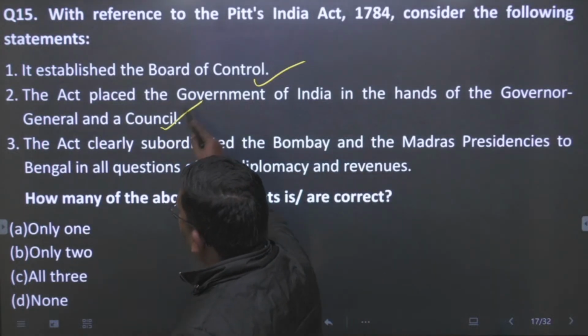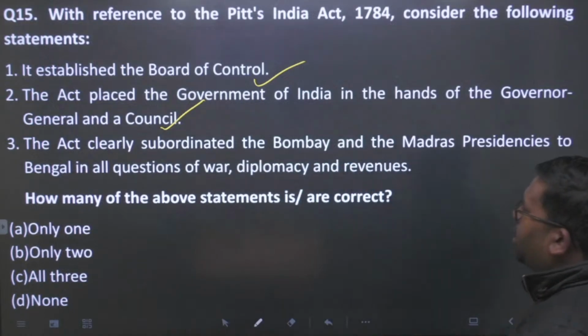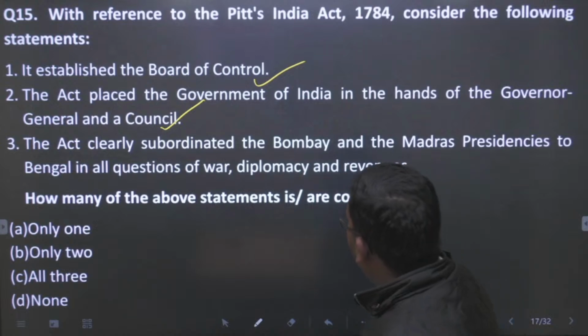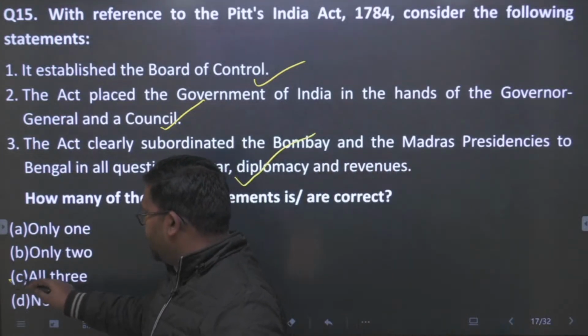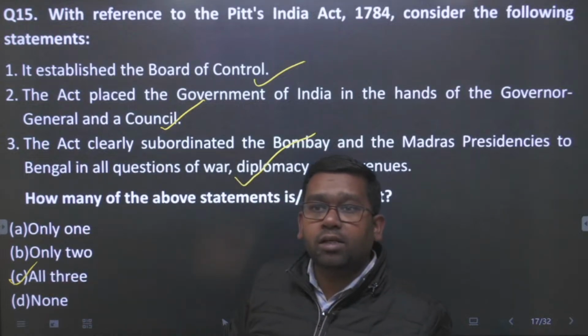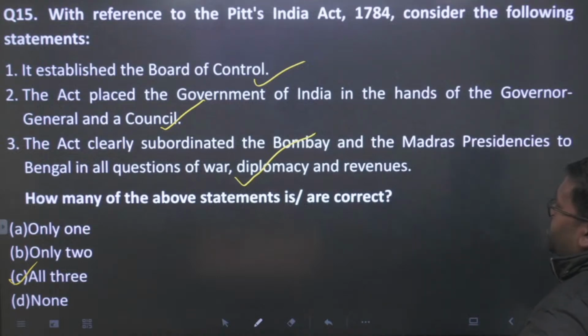The Act clearly subordinated the Bombay and Madras presidencies to Bengal in all questions of war, diplomacy and revenue. So this is also true. So the answer of this question will be C, all three. Okay, student. So let us discuss the next question.